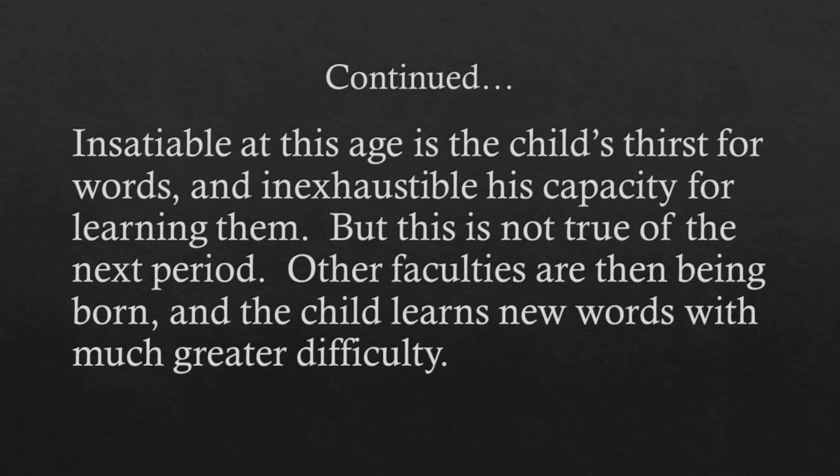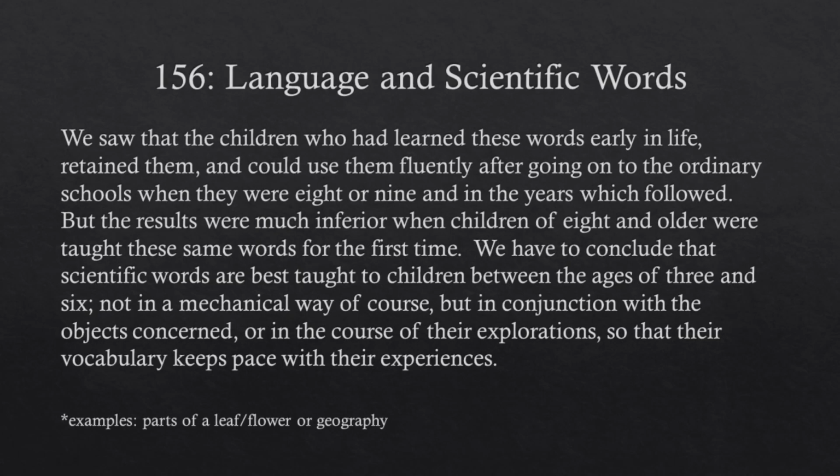But this is not true of the next period. Other faculties are then being born, and the child learns new words with much greater difficulty. So when we're talking about language, and these scientific words, and the different types of triangles, like I was talking about earlier, children really do have the capacity to learn that at 4 and 5 years old, even 3 years old.